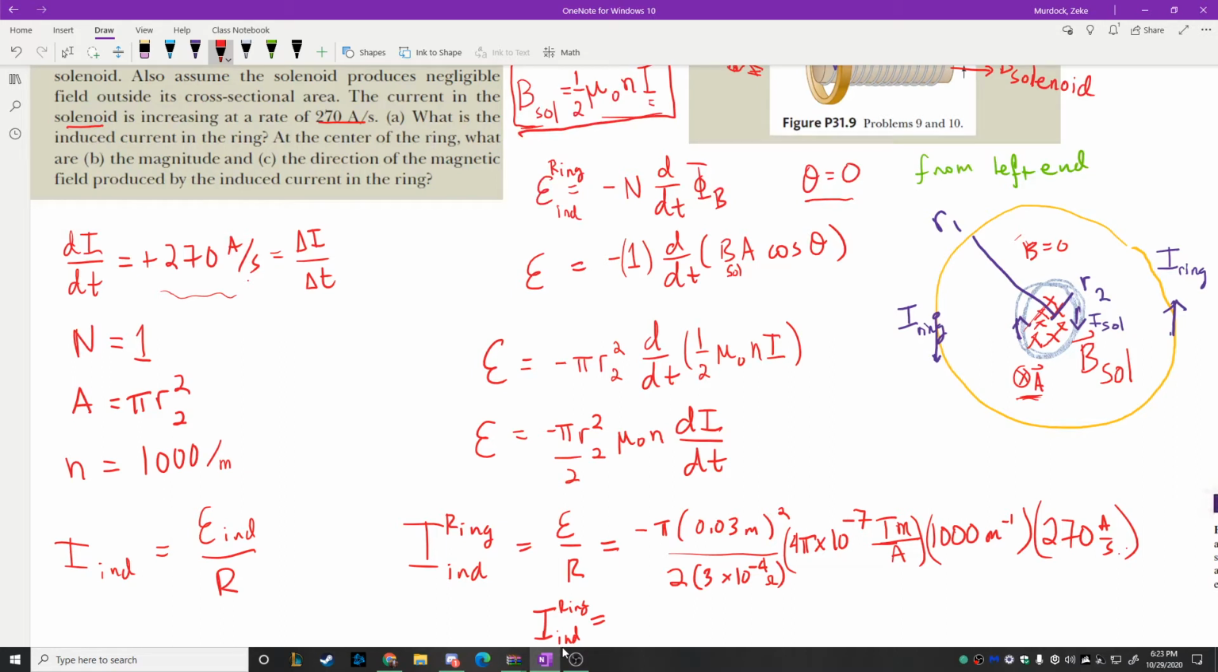So if you want to calculate what that is, I can't find my phone. Can you all calculate that for me? Negative 1.6 amps. Anyone get the same thing? Anyone else also get negative 1.6? Okay, so the answer is negative 1.6 amps.